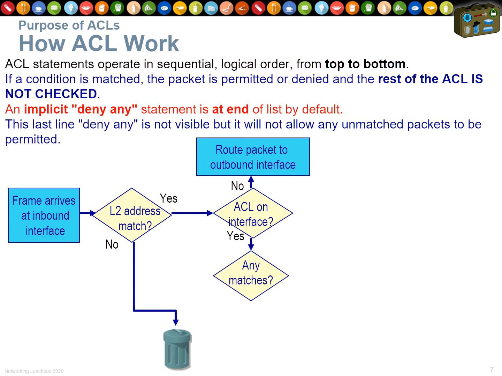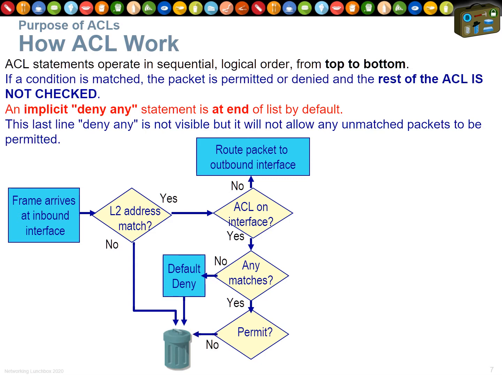If there is an access list on the inbound interface, does the IP address or the packet type match any entry in that access list? If the answer is no, then chuck it in the bin. If there is a match, does the action of that access list command permit the traffic? If the answer is no, chuck it in the bin. If the answer is yes, then finally we send it up to the routing engine to route inside the router.